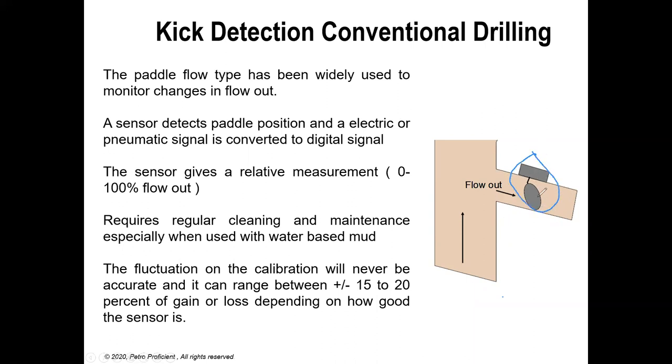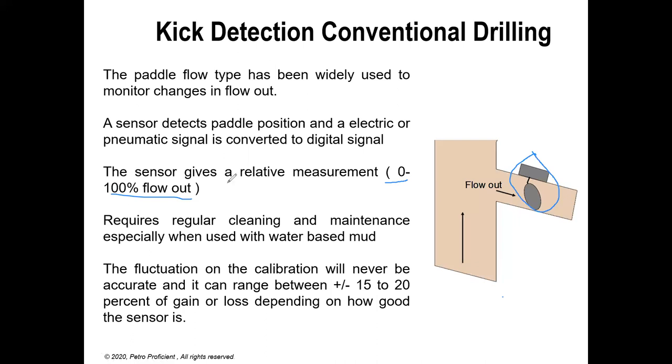This is what you see here, a paddle type flow sensor, and the readings are 0 to 100%. Usually the mud loggers and the driller calibrate this. There are normally two, one from the mud logger and one from the driller. The drilling operations people, the driller, drilling engineer, and everybody get these readings on conventional drilling when we do not have any MPD equipment or setup. This flow out sensor deflects and measures from 0 to 100%. If you ask anybody how much is the flow, he would say 30%, 40%, 50%.